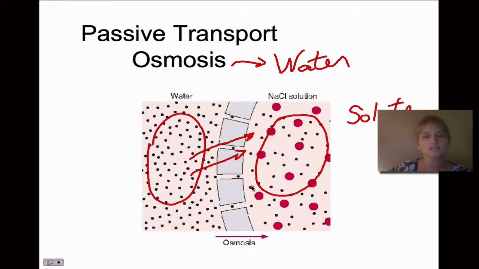The reason the salt doesn't move is it gets blocked by this membrane. The barrier says, nope, can't go through there. And so the water can move, but the solute can't. So the water moves to this side until an equilibrium is reached.